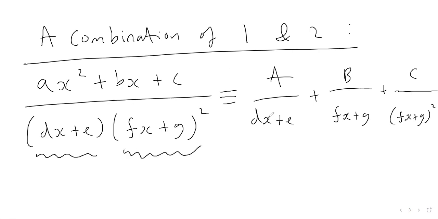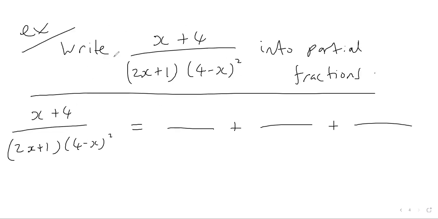If you want to break this into partial fractions, you'll actually get three fractions. So you get a number divided by the linear factor dx plus e. You get a number again divided by the linear term fx plus g, and then you get another fraction, another constant. This should be a capital C. Let me just emphasize this is a capital C, divided by this linear factor again squared, so the one that we square. So that's how you do a combination of decomposition number one and decomposition number two.